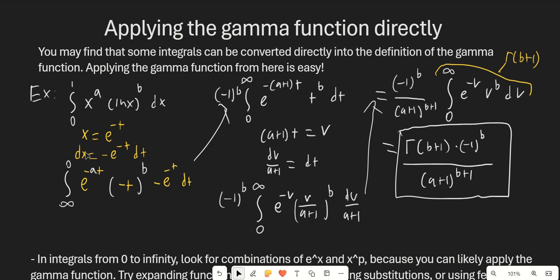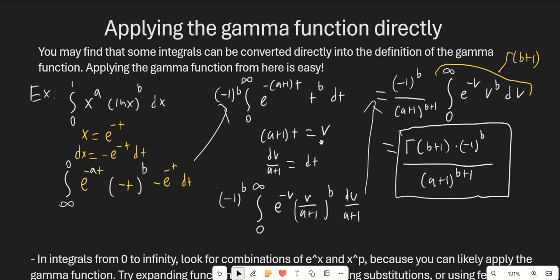We're going to make the substitution x equals e to the negative t, and you'll see why we do this in a moment. After calculating our differential and plugging in, we get this expression right here, and once we simplify, we get negative 1 to the b times the integral from 0 to infinity of e to the negative (a plus 1) t times t to the b dt.